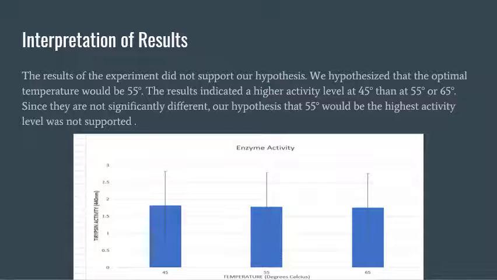The result of the experiment did not support our hypothesis. We hypothesized that the optimal temperature would be 55 degrees. At 55 and 65 degrees, the activities overlapped, and since they are not significantly different as we tested in our null hypothesis, our hypothesis that 55 would be the highest activity level was not supported.